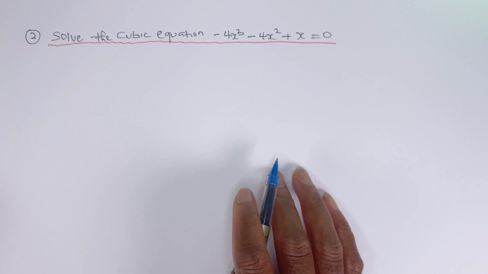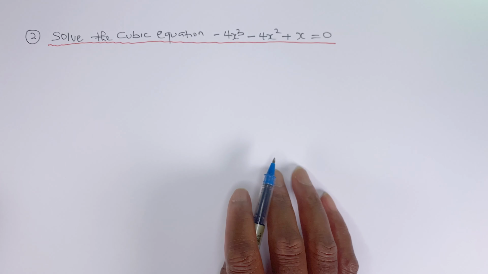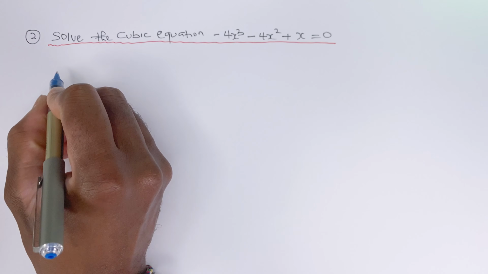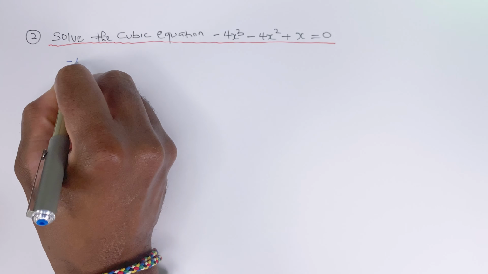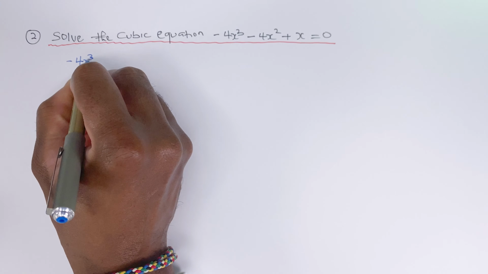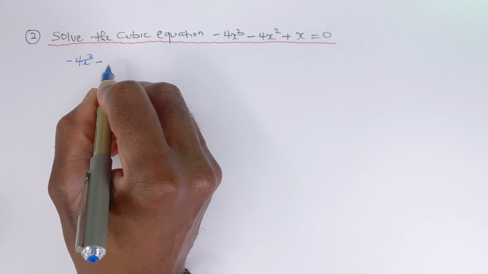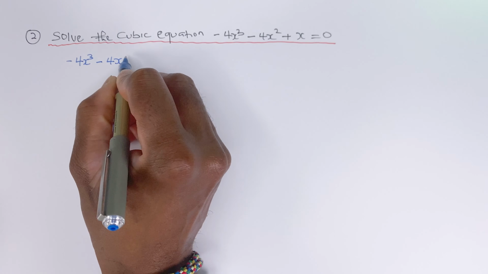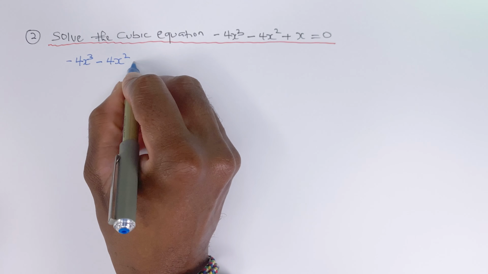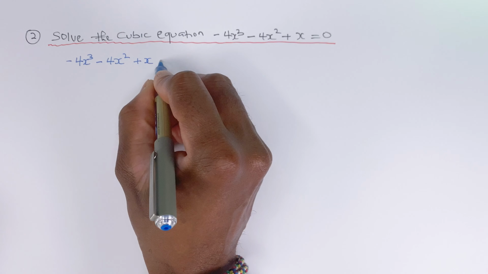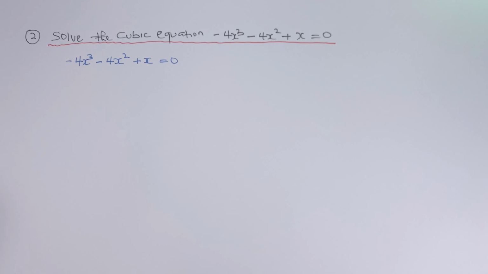Question 2. Solve the cubic equation minus 4x cubed minus 4x squared plus x equals 0. So let's write the equation down. Minus 4x cubed minus 4x squared plus x equals 0.